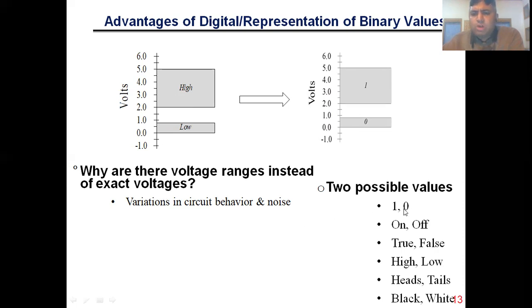So the possible values are 1 and 0, as we already defined: on and off, true, false, high, low, heads tails, or black and white. These are the possible values of binary values.